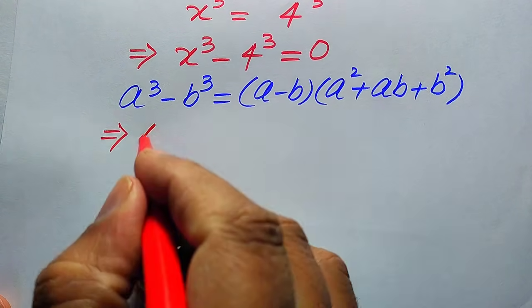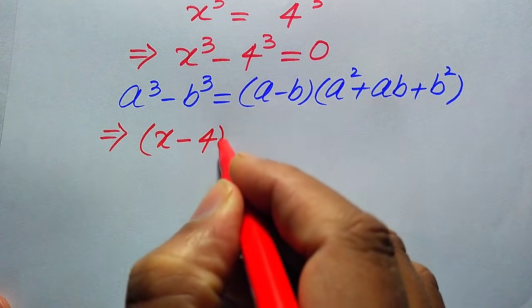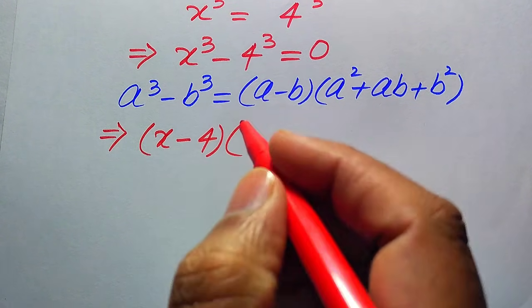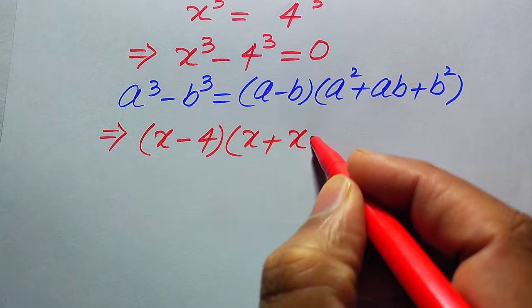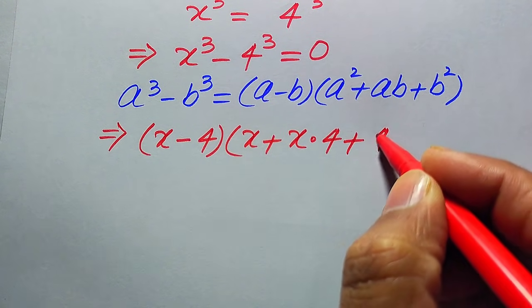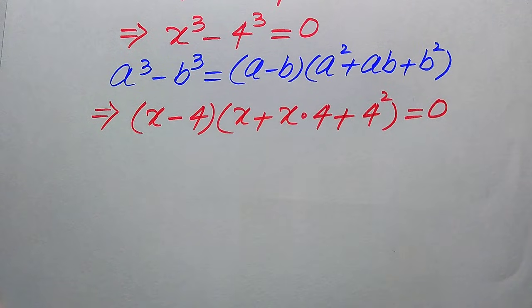So according to this cubic formula, we write our left hand side of the above equation as a minus b. The value of a is x and the value of b is 4. Into, again we have a square, the value of a is x, plus ab, again the value of a is x and b is 4, plus b square, the value of b is 4 square, and this whole equation is equal to 0.